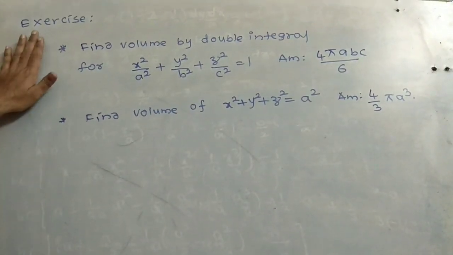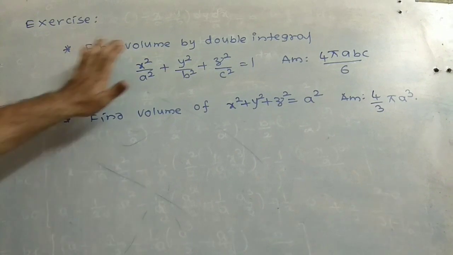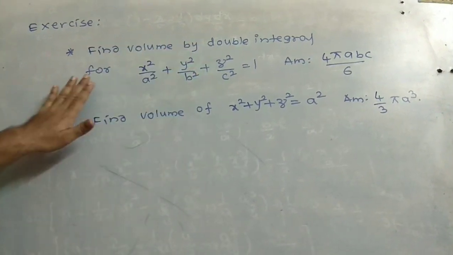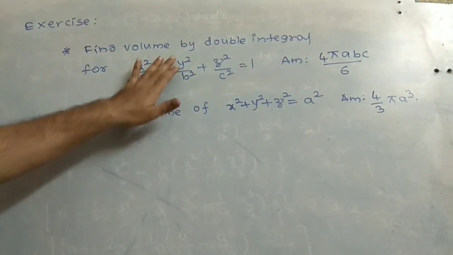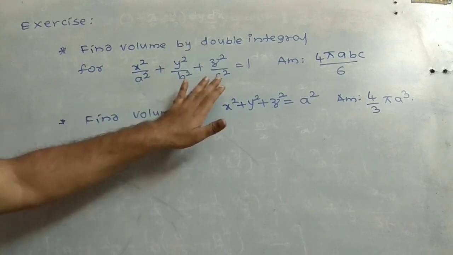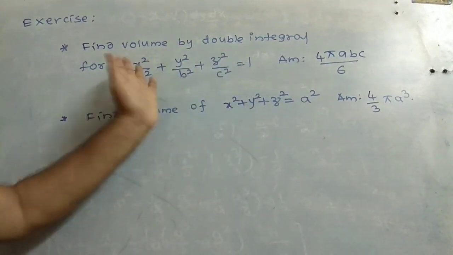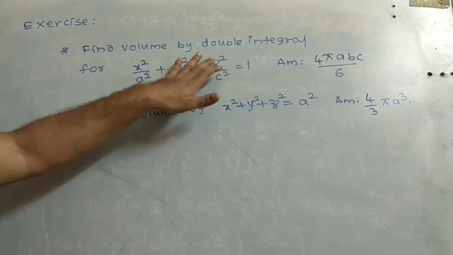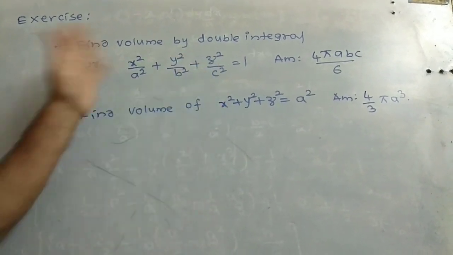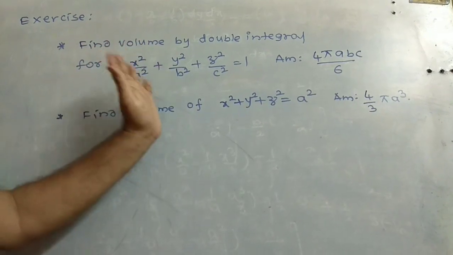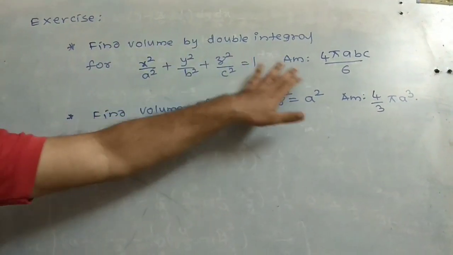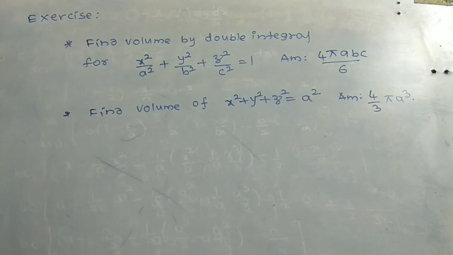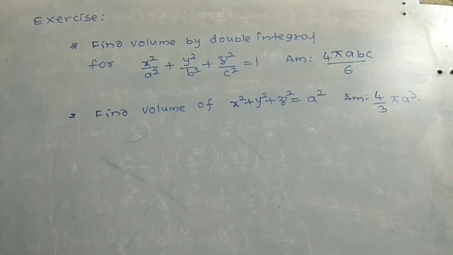So let us have certain exercise problems here. Find the value by double integral for x square by a square plus y square by b square plus z square by c square equal to 1. Same procedure. You just find out x and y limits by substituting z equal to 0. In order to get x limits, y equal to 0. And finally you are using the formula. This is your answer, 4 pi by 6 into a b c.